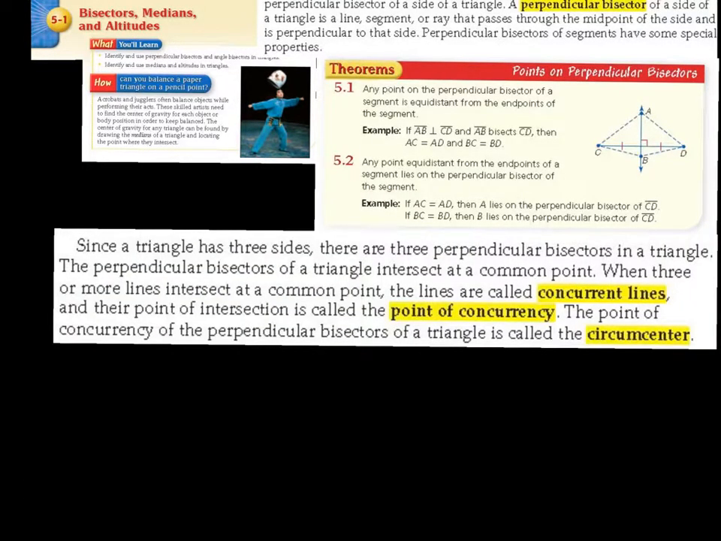Since a triangle has three sides, there are three perpendicular bisectors in a triangle. The perpendicular bisectors of a triangle intersect at a common point. When three or more lines intersect at a common point, the lines are called concurrent lines, and their point of intersection is called the point of concurrency. The point of concurrency of the perpendicular bisectors of a triangle is called the circumcenter.